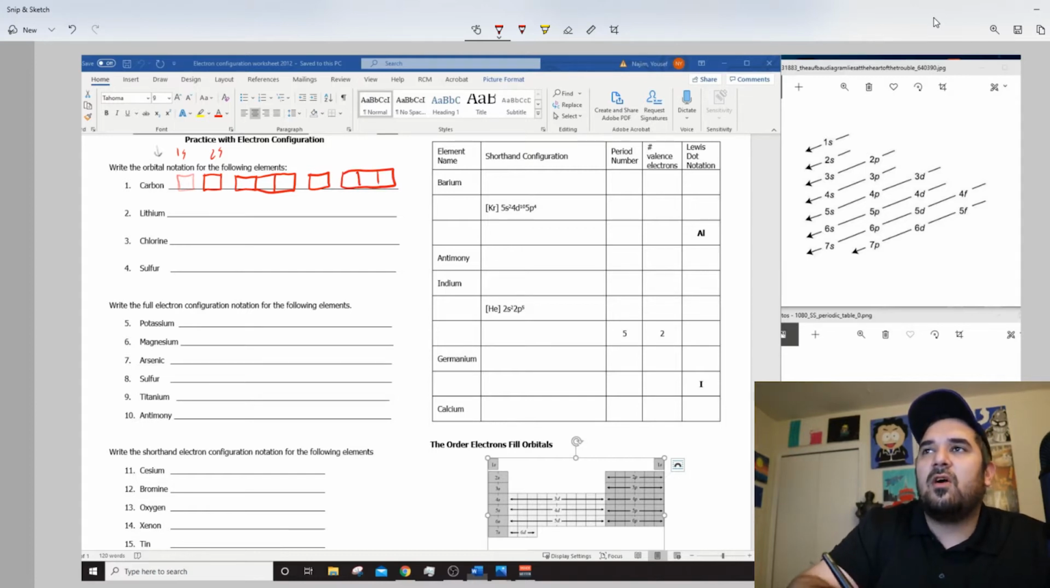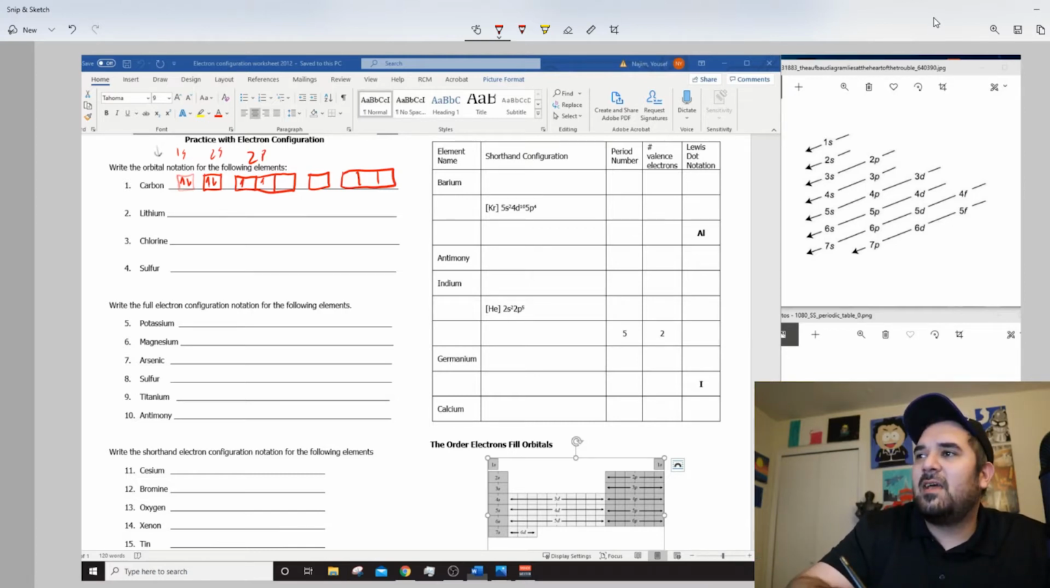All right, so for carbon, first thing we're going to do is find carbon. Here's carbon right here. And carbon has a total of 6 protons, which means 6 electrons. And that's going to be 1 up arrow, 1 down arrow, 1 up arrow, 1 down arrow, 1 up, 1 up. And then that's going to be 2, 4, and then 6. Let me label this too. That's going to be our 2p. That's going to be our orbital notation for carbon.